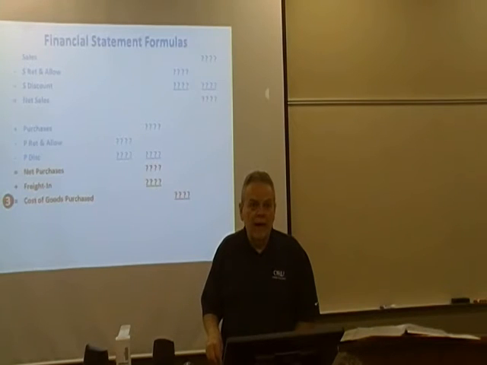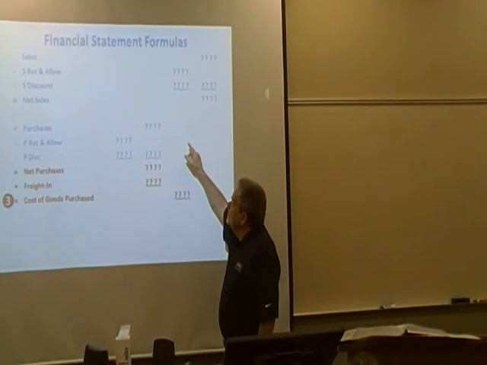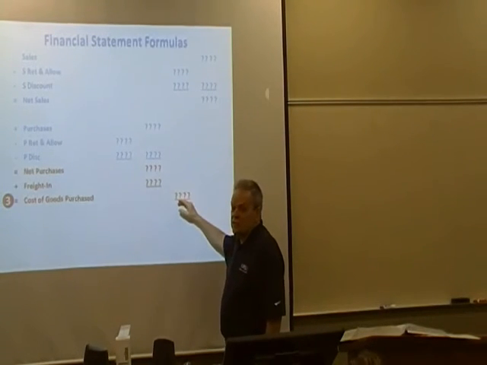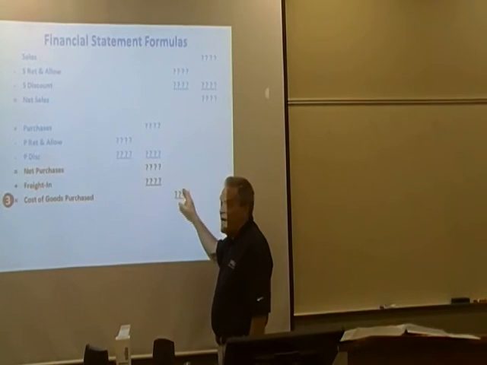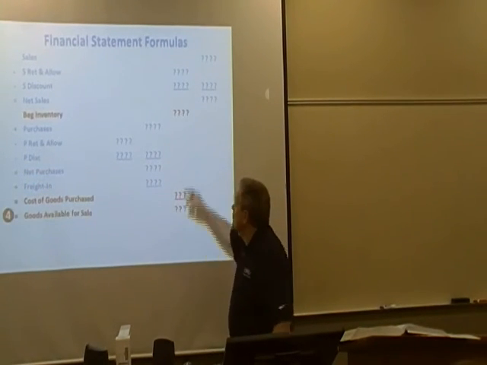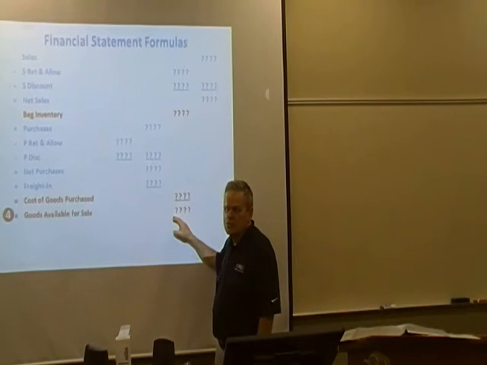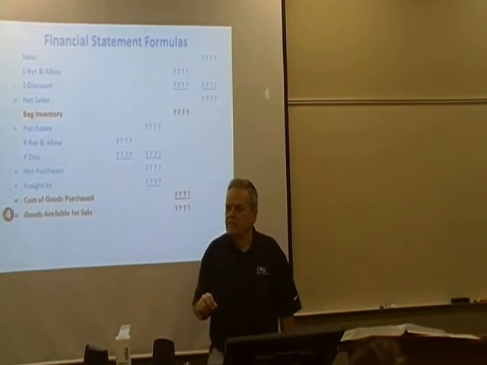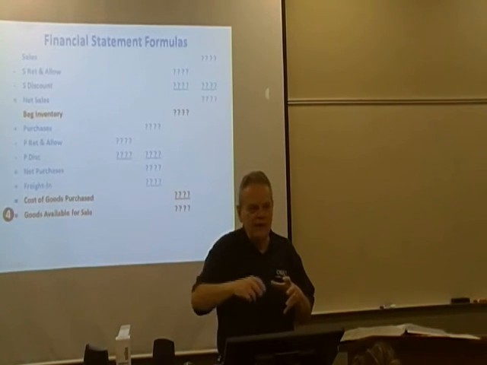Now, Michael said the cost of goods sold formula was beginning inventory plus purchases. Are we ready to do that now? So I need a beginning inventory here to add to purchases. Beginning inventory plus purchases is called, everybody said, goods available for sale.